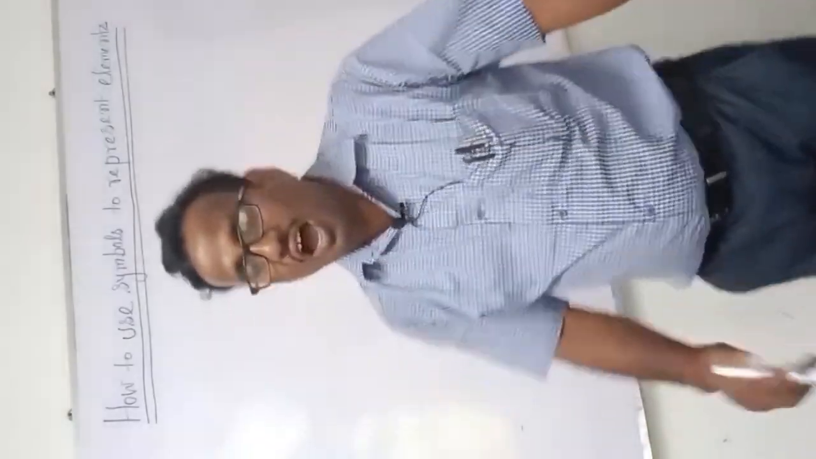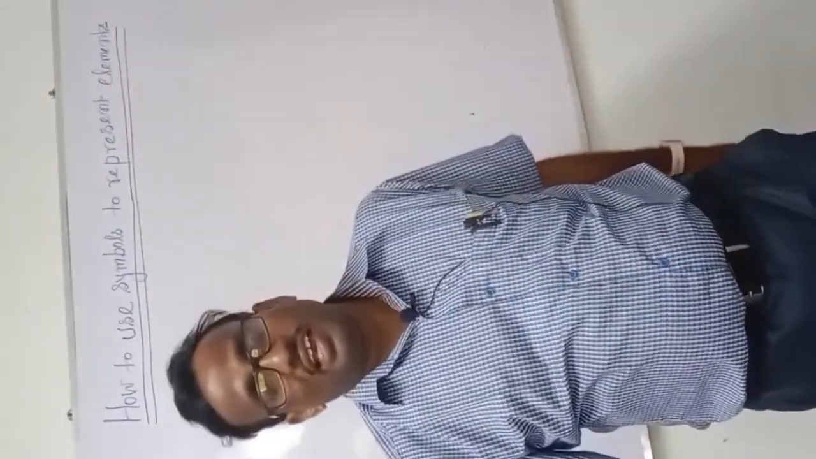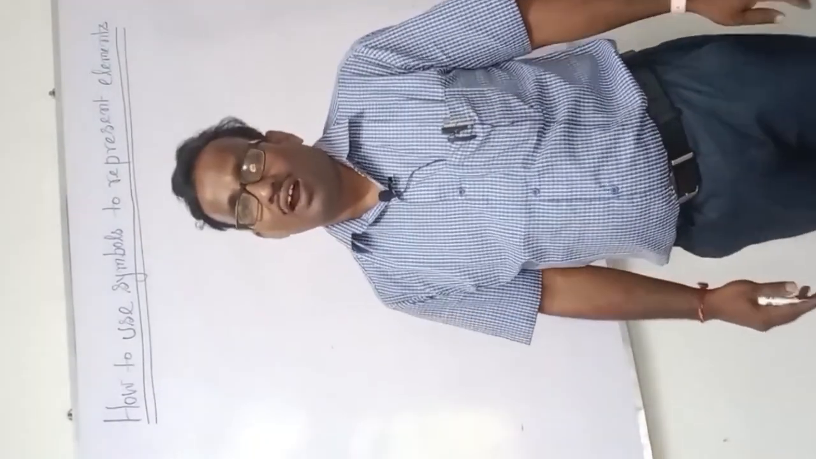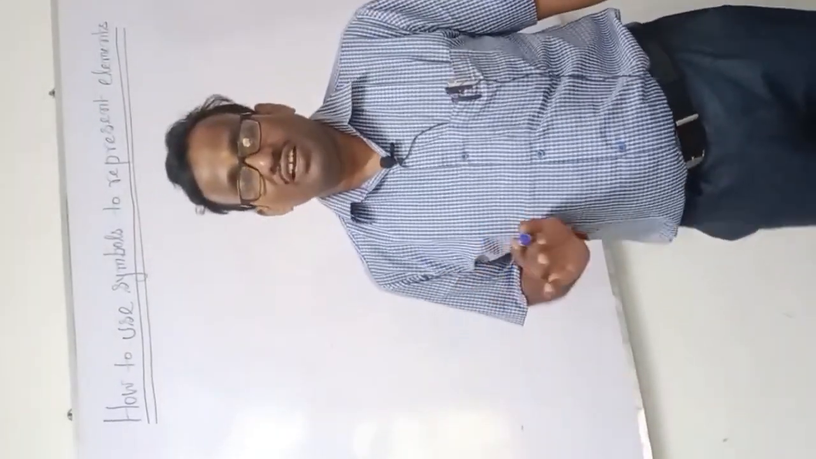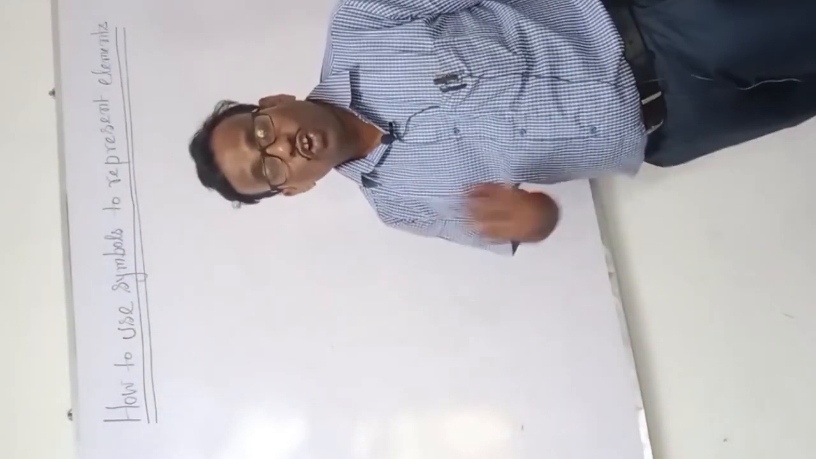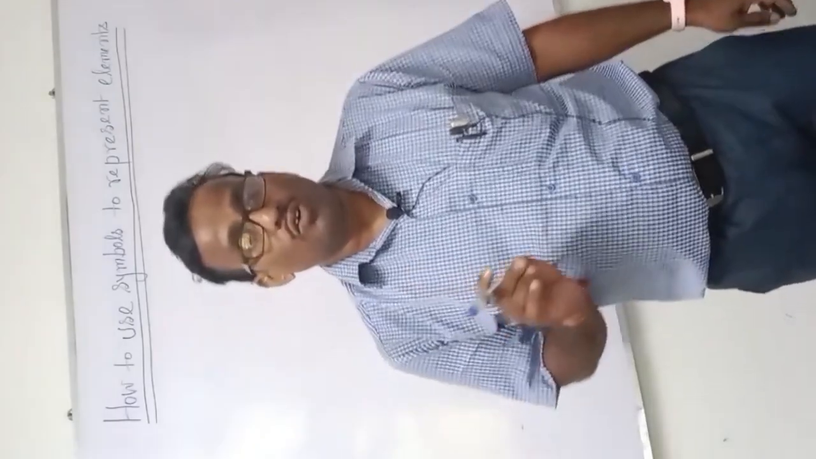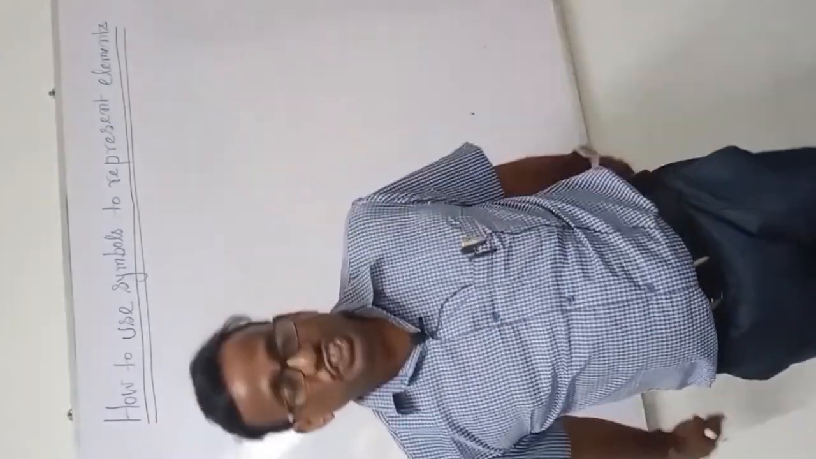Today we discuss how to use symbols to represent elements. So far, 118 elements have been discovered, 90 natural and 28 artificial. The short form or abbreviation used to denote the name of an element is known as a chemical symbol.